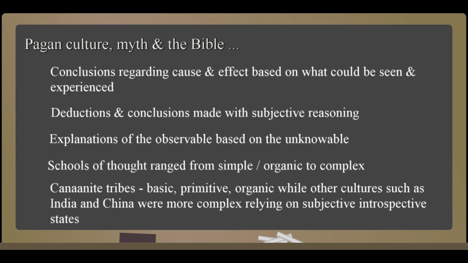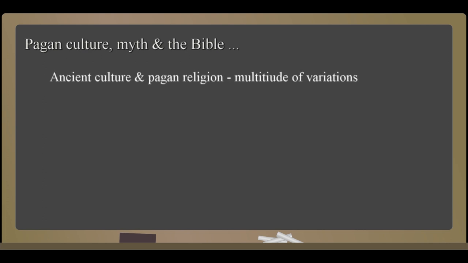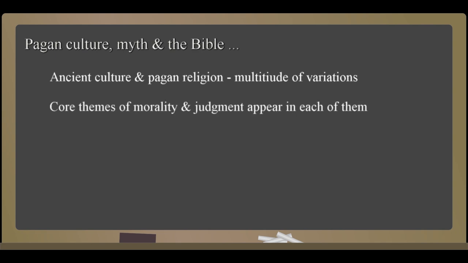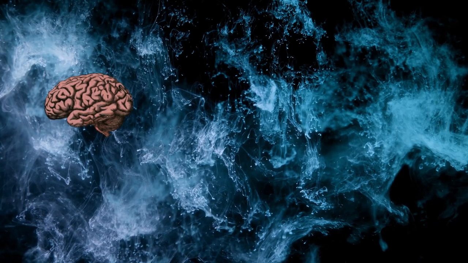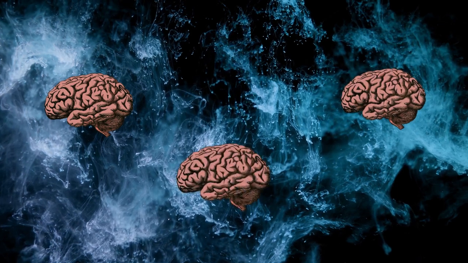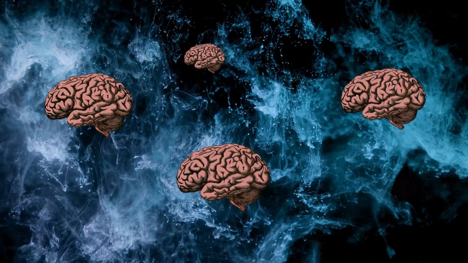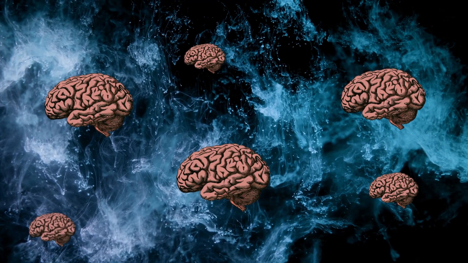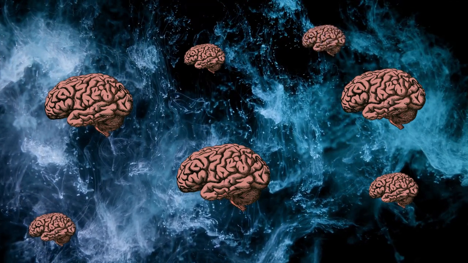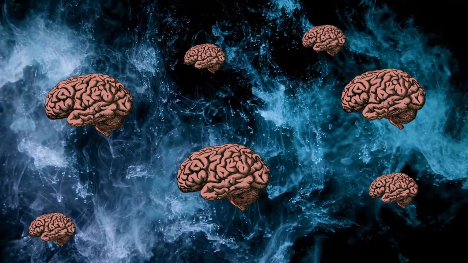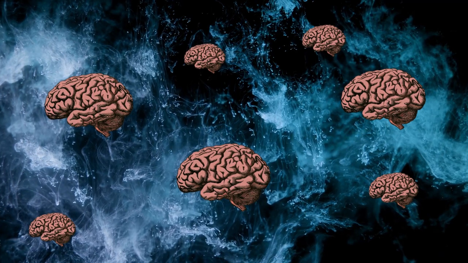Other cultures, such as those in India and China, developed more complex explanations and beliefs based on introspective subjective states. Ancient culture and pagan religion has a multitude of variations, but at the heart, there are core themes of morality and judgment that appear. From Joseph Campbell's ideas of comparative mythology to Julian Jaynes' theories of the emergence of consciousness from primitive hallucinatory states, pagan religion remains rooted in the identifiable thought process of humans.